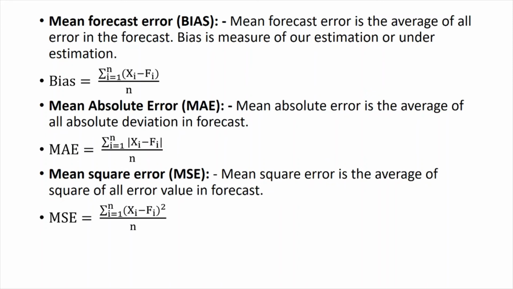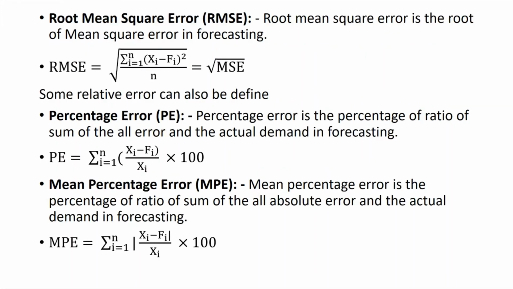Third one is mean square error. Mean square error is the average of the square of all error values in forecast, and also here n is the number of months. Fourth is root mean square error. Root mean square error is the root of mean square error in forecasting. Some relative errors can also be defined. These are different, but some companies use percentage error and mean percentage error for finding error in their forecasting method.